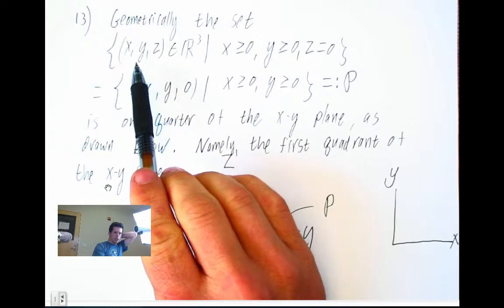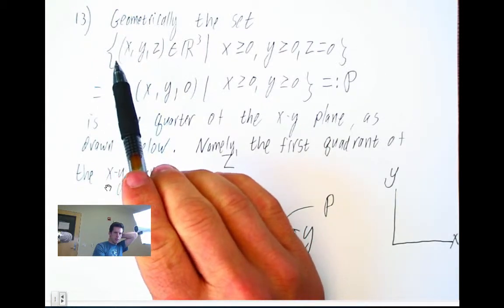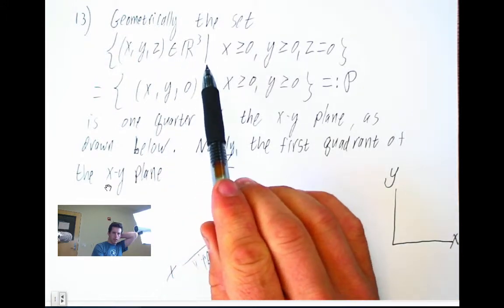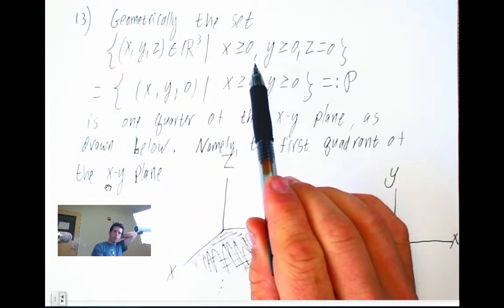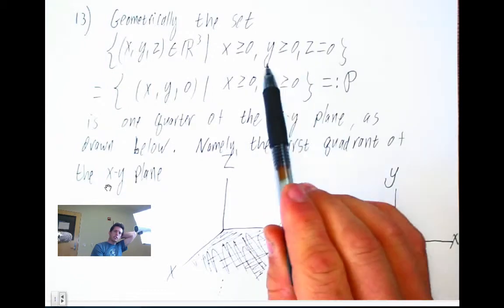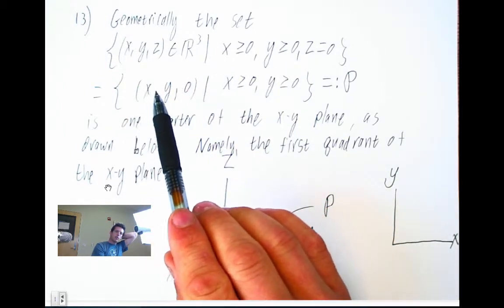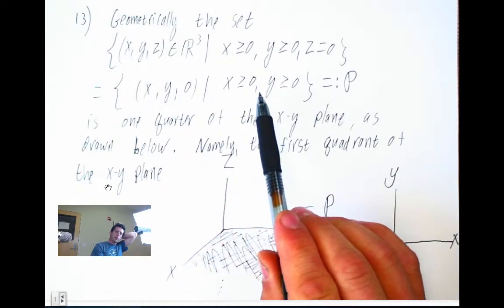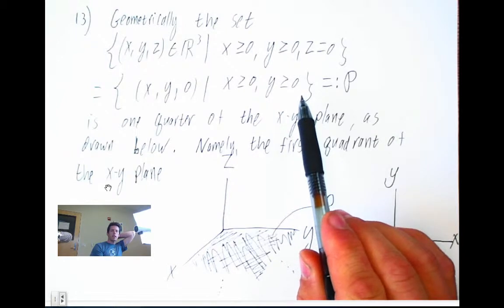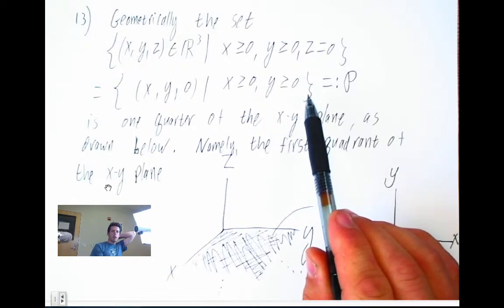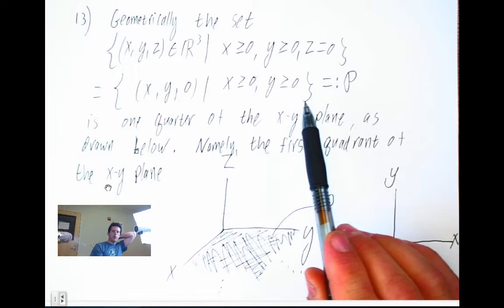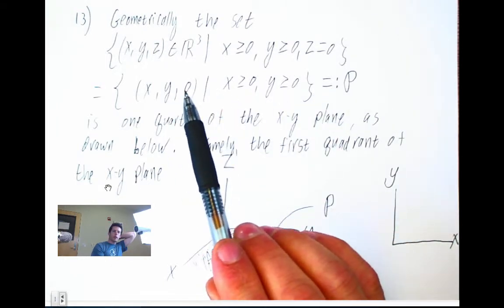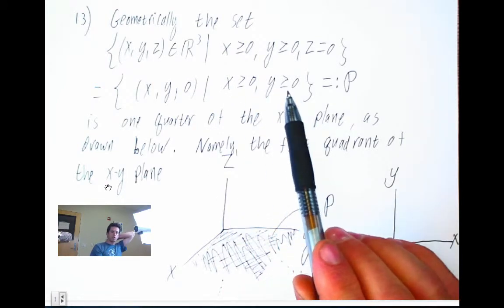Let's recap. The set of ordered sets of three numbers, of course, in R3, such that x is greater than or equal to 0, y is greater than or equal to 0, and z is equal to 0 is equal to the set of ordered triples x, y, 0, such that x is greater than 0 and y is greater than 0. Now I have the feeling that that is a plane because there's two directions I can move, but not the entirety of the xy plane, because we got these restrictions on x and y.